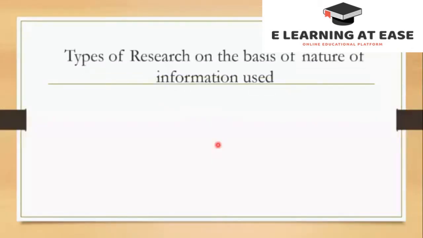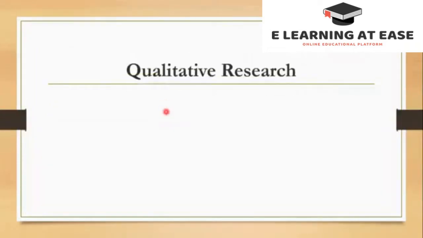Now we are going to see two types of research based on the nature of information used. These two types of research are not on the basis of the result. They are based on the information used for research. Whatever information you are using for research, based on the nature of the information, we are classifying the types of research. The first type of research is qualitative research. The second type of research is quantitative research. Now we'll see what is qualitative research.